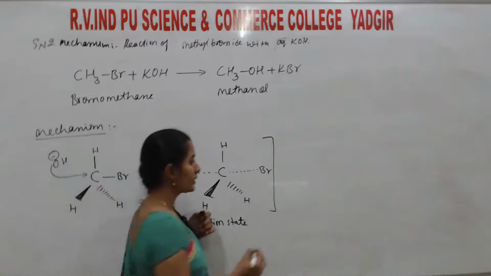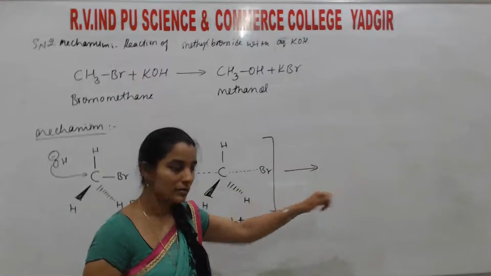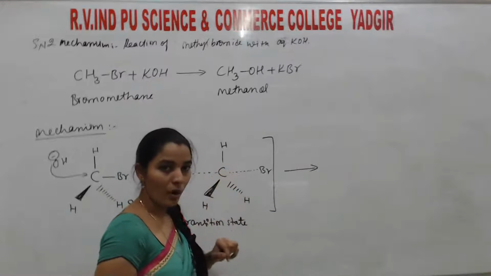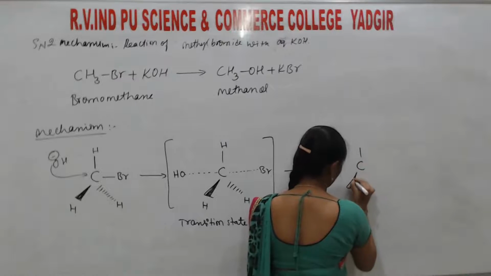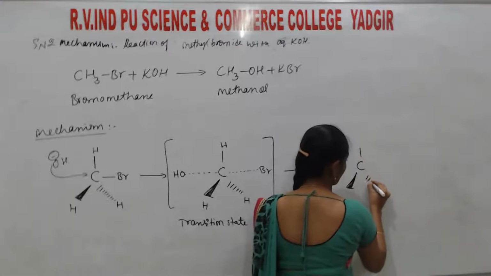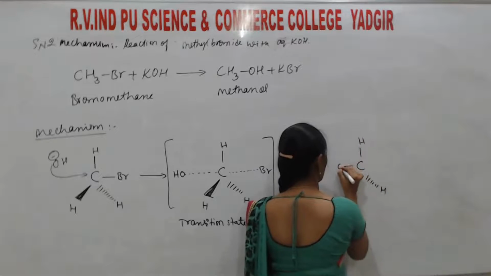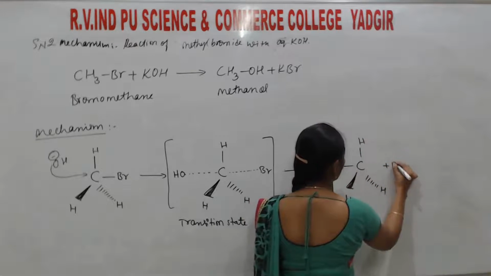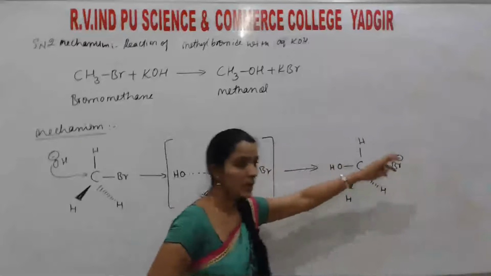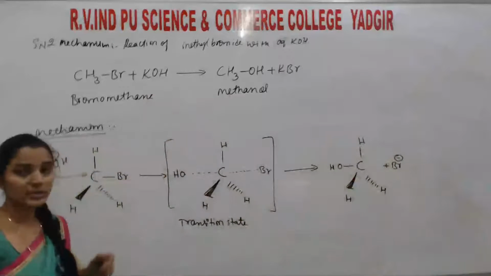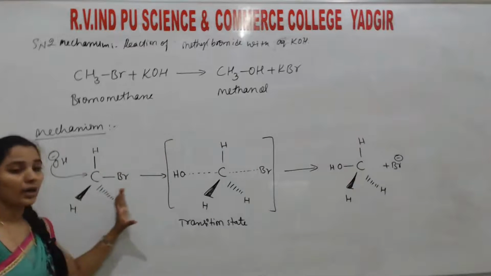Understood? So later, after the transition state, Br completely detaches and OH is completely bonded. Then we form the product, here OH, and here Br minus. So students, this Br minus combines with K plus and forms KBr. Understood? This is the mechanism that takes place.